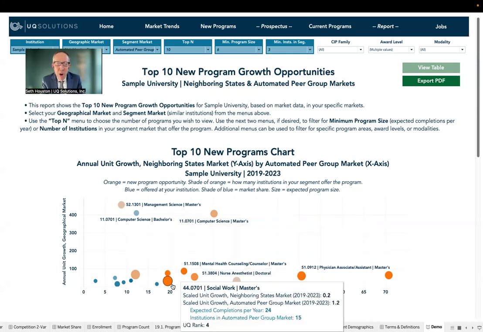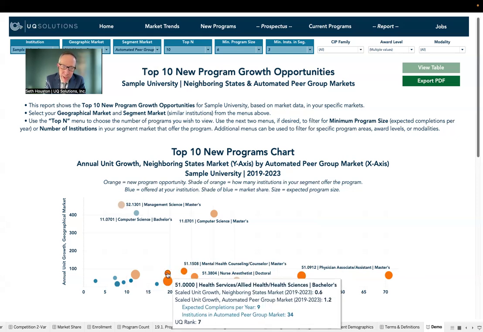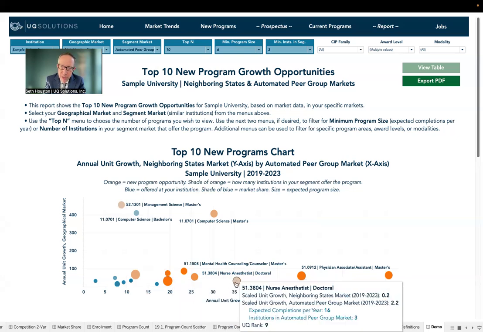We also show how big we expect this program to be with a number we call expected program size, or expected completions per year. We can also see how many schools offer this program, how widely offered it is. Some of these are quite widely offered for our peers, like this one here that's offered by 34 of our peers, and some are much less commonly offered. This one is only offered by 3 of our peers.